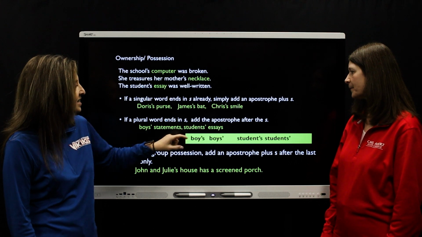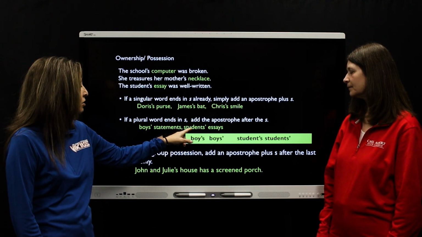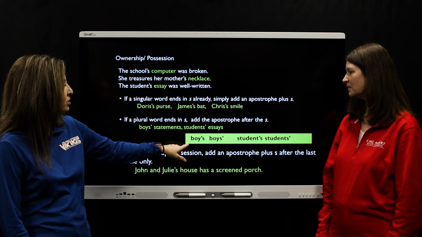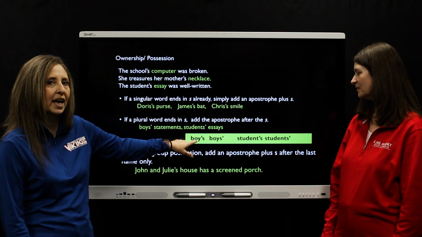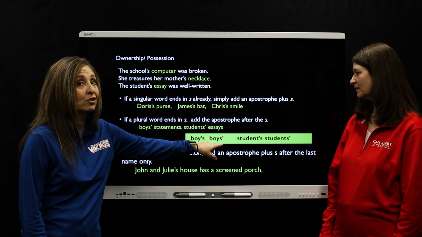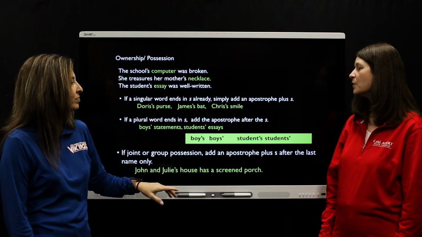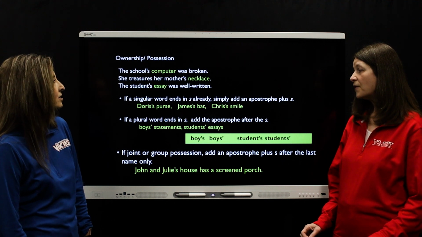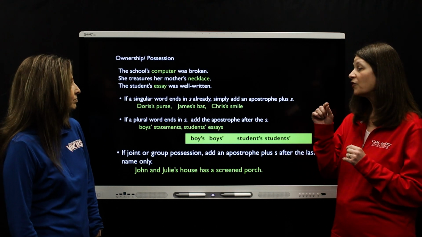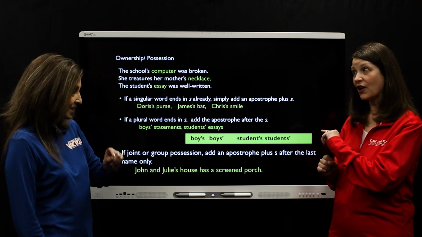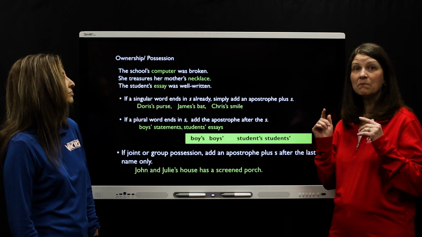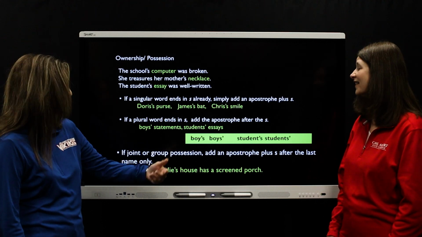Yes. Students' essays. This means that the essays belong to many students. So I'm going to put the apostrophe after the S. So here's our example. Boy, apostrophe S, one boy. Boys with the apostrophe after the S means multiple boys. Okay, so if the apostrophe is before the S and it said something like the boy's dog, the apostrophe before the S would mean that one boy owns that dog. Yes, correct. And then the apostrophe after the S, the boys' dog, would mean that more than one boy owned that dog. Right, brothers. Okay, easy enough.